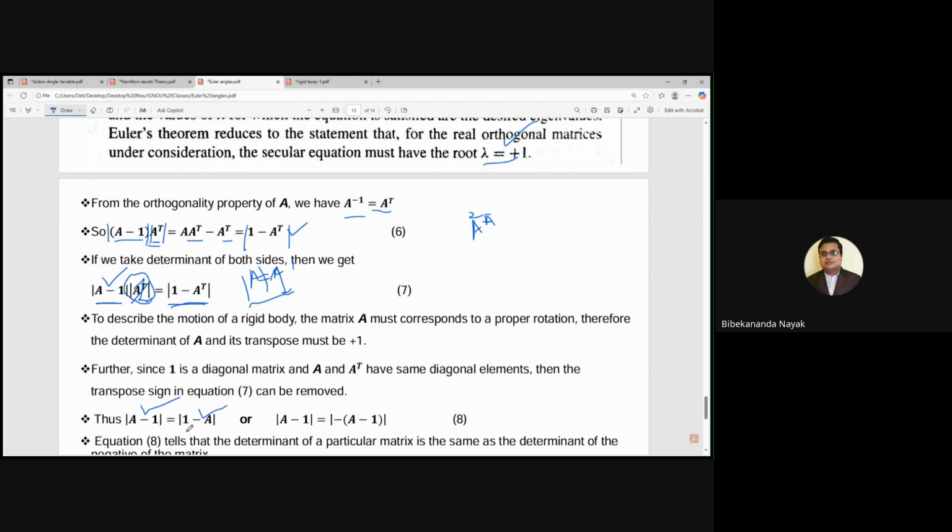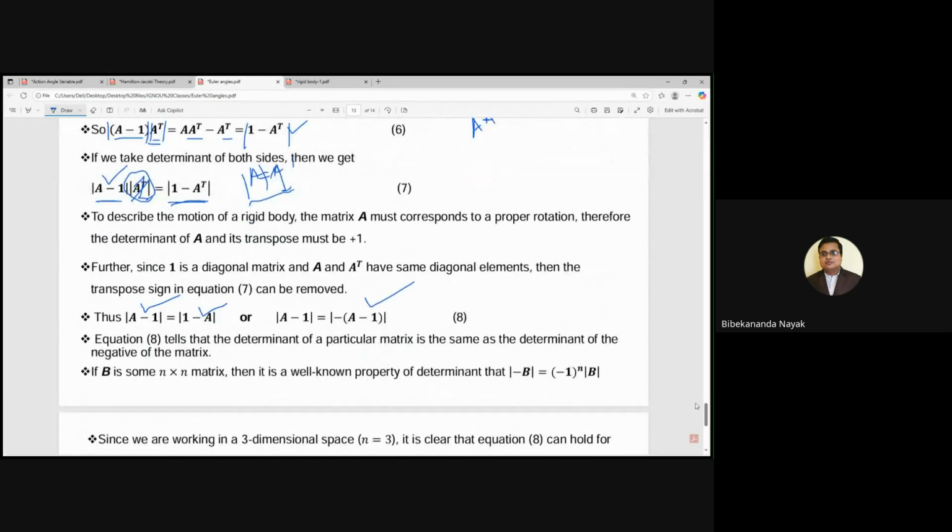But actually, 1 minus A means minus of A minus 1. A minus 1 is equal to minus of A minus 1, isn't it? So we see the determinant of some quantity related to vector V is the same as the determinant of minus V. Then what does it mean? If something is its own negative, it is basically 0. 0 is its own negative.